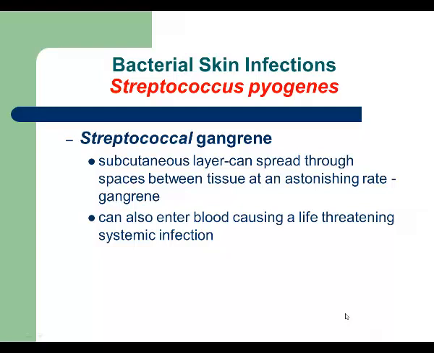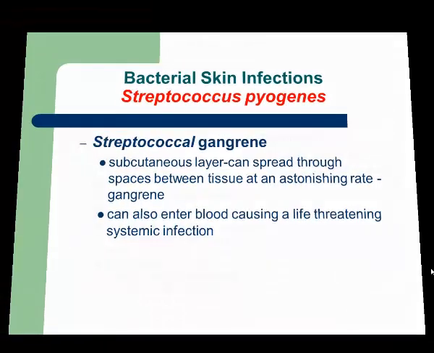Streptococcal gangrene affects the epidermis and dermis, and because it can quickly reach dermal areas and then from the dermal area get into the bloodstream, this infection is extremely life-threatening, dangerous, and antibacterial treatment must be started as soon as possible.